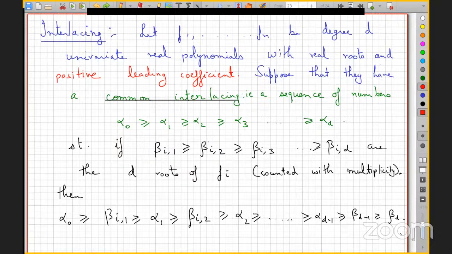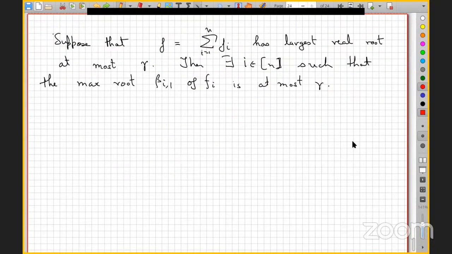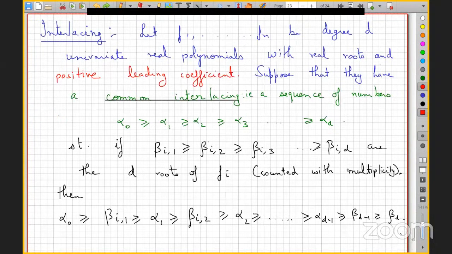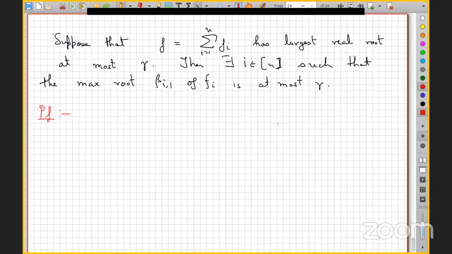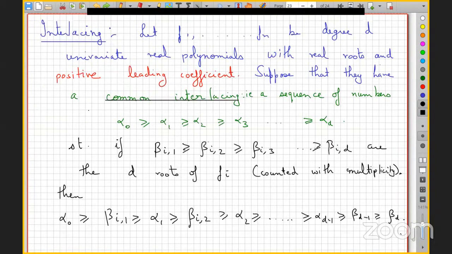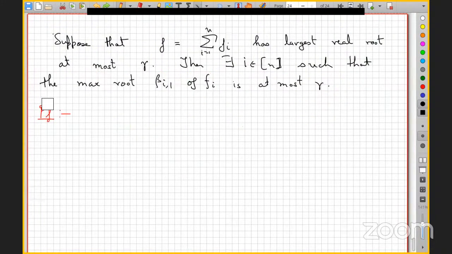Okay, so now let's look at this. Since the f_i's all have positive leading coefficients, for large enough x they're all positive, right? For all large enough x, they're all positive. Those alphas may not be unique, but it will still hold. We need to just get some alphas which will do the job. Maybe I should just write a remark before the proof.